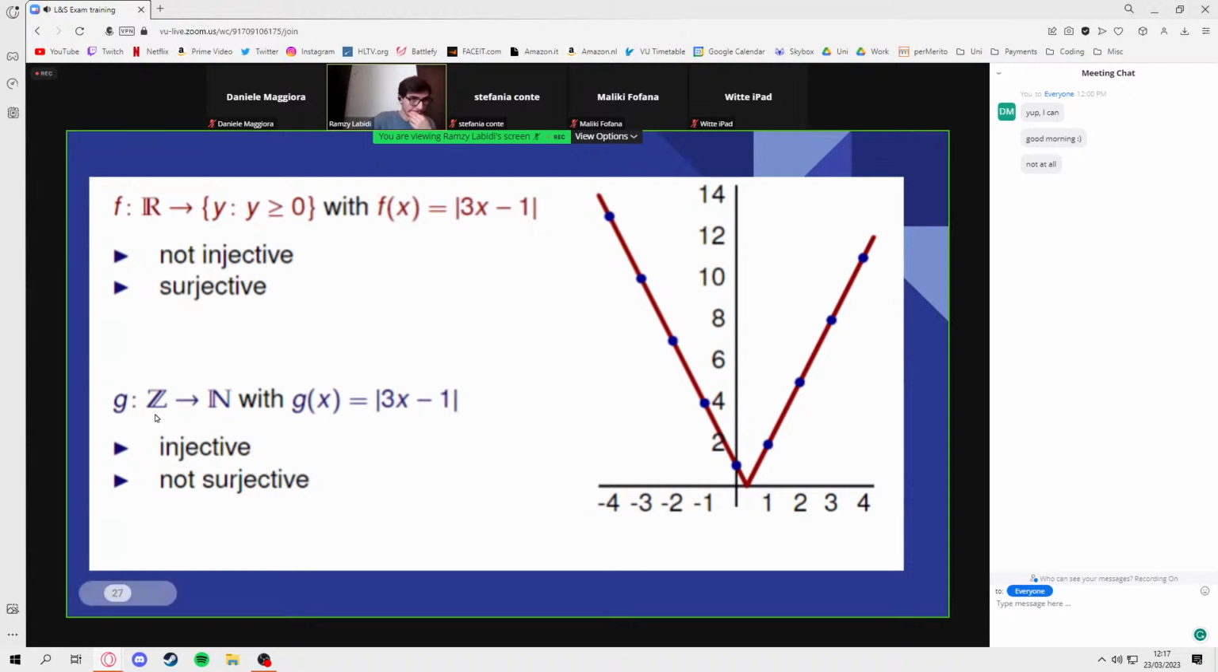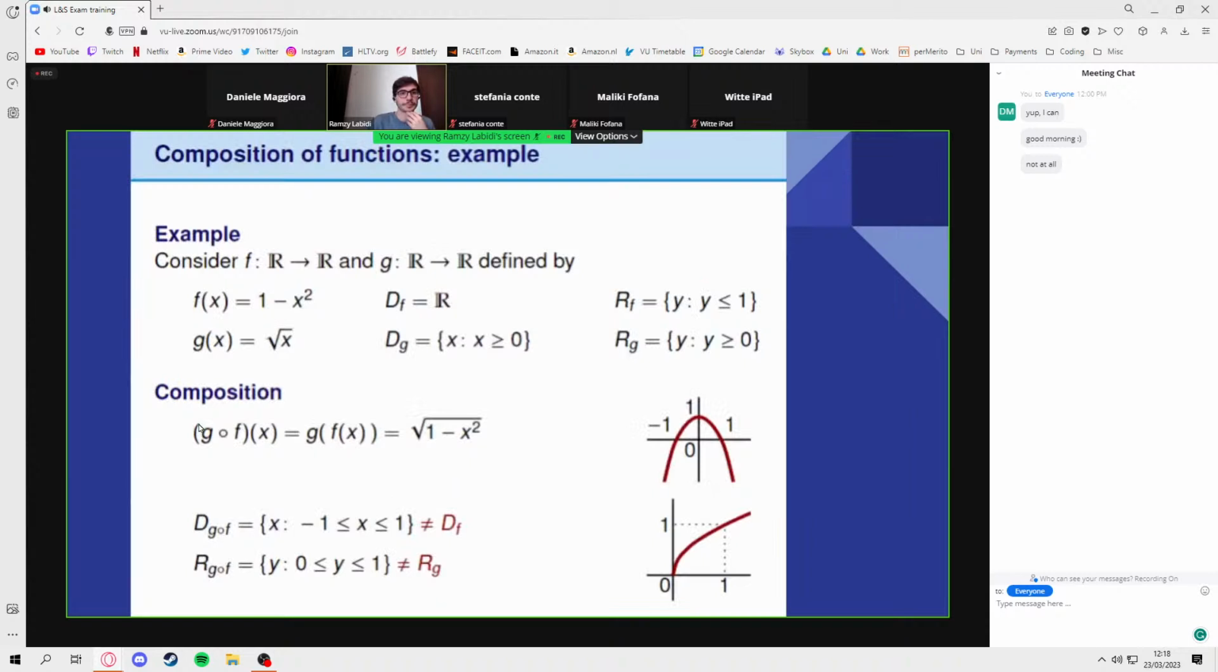We can do the same here with Z and natural numbers. So this is a very similar function. However, we don't have the restriction of y being bigger than 0. We have the restriction of it being part of N. So therefore, this is injective, because even with the absolute value, it's all natural numbers. And it's not surjective, because it cannot cover the entirety of the natural numbers.